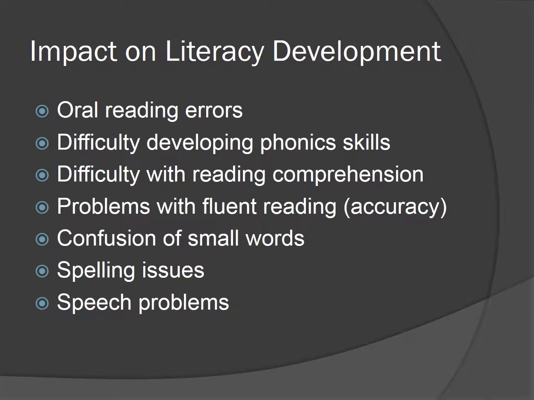have dyslexia. Dyslexia has a major impact on literacy development because it leads to oral reading errors, difficulty developing phonics skills, and difficulty with reading comprehension. There's also problems with fluent reading, specifically with accuracy, and people with dyslexia often confuse small words and have spelling issues and speech problems. So you can see how it affects a lot of different literacy and reading components and how that makes a big impact.